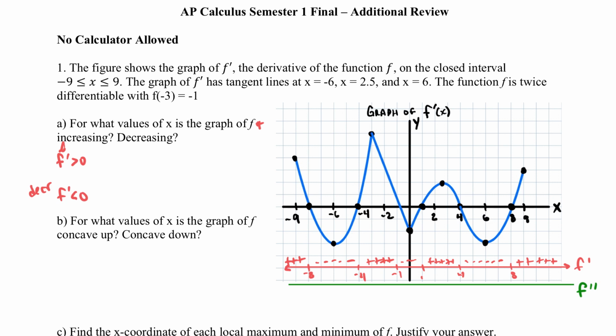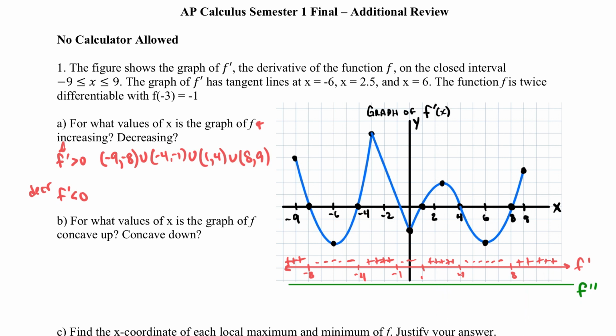So that means for increasing, I'm looking where it's greater than 0, so I'm looking for positive. That's going to happen on these intervals. So negative 9 to negative 8, union the next one, right here where it's positive from negative 4 to negative 1, union. Then the next one, if you take a look, will occur from 1 to 4. And then the last one will occur from 8 to 9. So we've got all these: 1 to 4, 8 to 9.